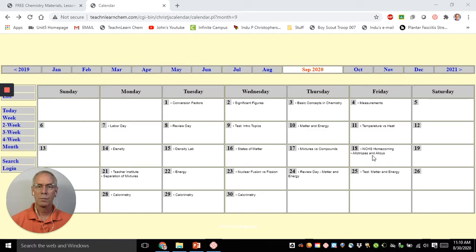and then allotropes and alloys, and then we have a separation of mixtures day. It appears as though there's a teacher's institute, so all this might get pushed back a day. Then we'll talk about energy, and then kinetic and molecular energy, and then nuclear fission versus nuclear fusion, and then we'll have a review day, and then we'll probably take a test.